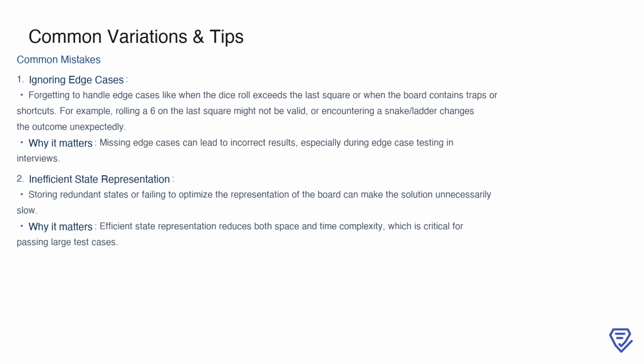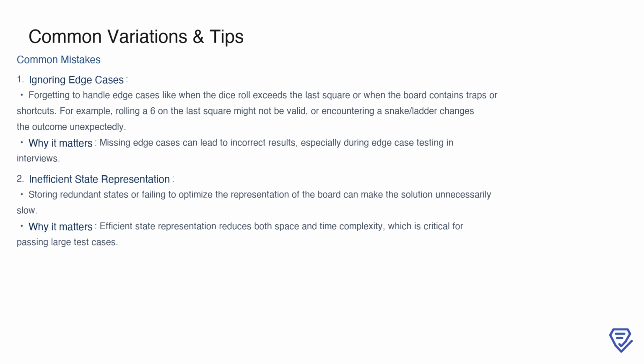When tackling the snakes and ladders problem, there are a few common mistakes to watch out for. First, ignoring edge cases can be a major pitfall. For example, if you roll a 6 when you're already on the last square, how do you handle that scenario? Similarly, encountering a snake or ladder can change your position unexpectedly, and failing to account for these transitions can lead to incorrect results. This is particularly important during interviews, where edge case testing is often emphasized.